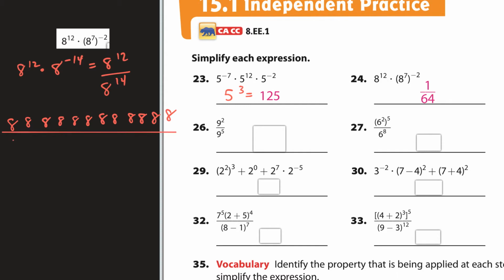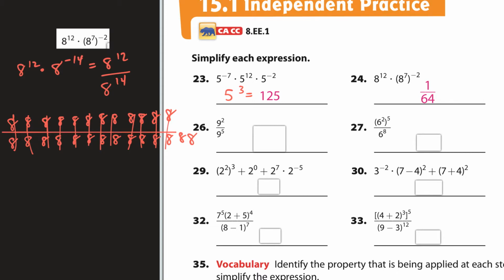And we're going to have 14 eights in the denominator. 1, 2, 3, 4, 5, 6, 7, 8, 9, 10, 11, 12, 13, 14. See, that's what this whole thing means. 8 to the 12th is 12 of these, and 8 to the 14th is 14 of these. And then what we can do is cancel these out. Everything gets canceled out, and there is your 1 over 8 to the second, which is 1 over 64.